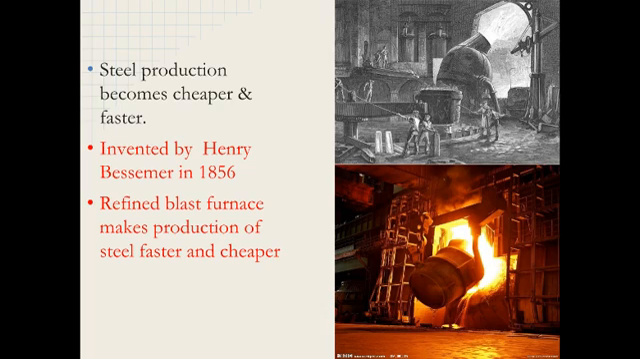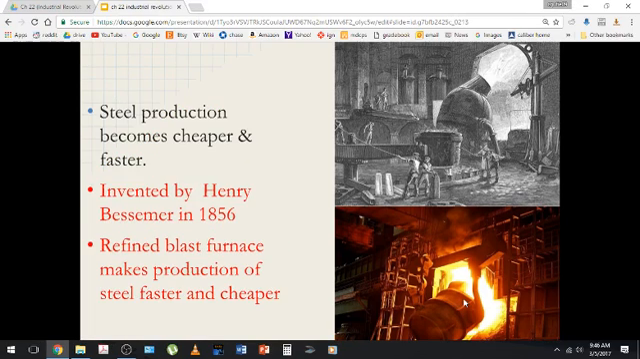So iron and steel production are going to improve. The Enclosure Movement is going to kick out the peasants to go live in the cities. More food and more medicine means population is going to grow, so everyone's going to move to the city to find work in the factories.